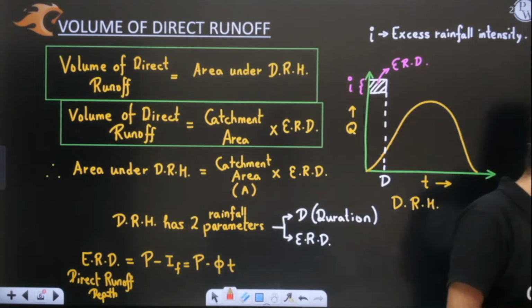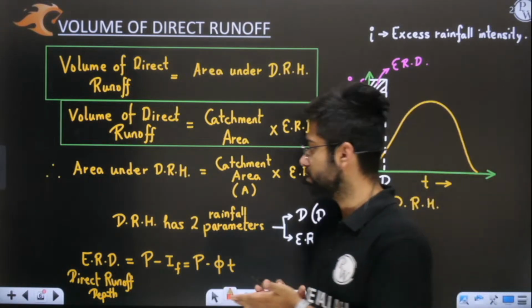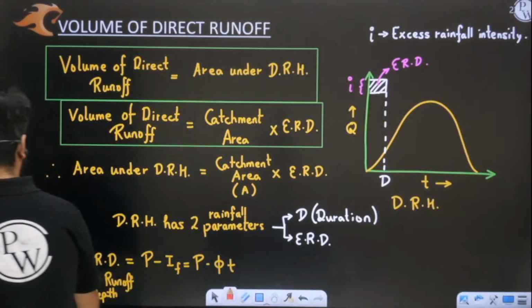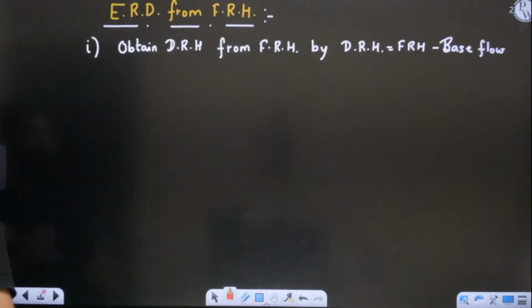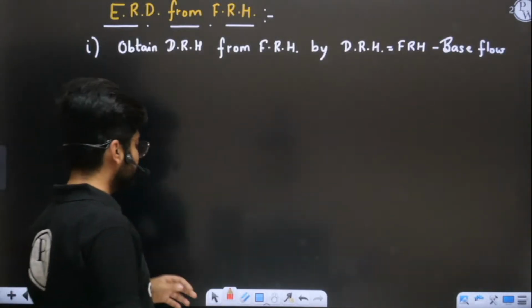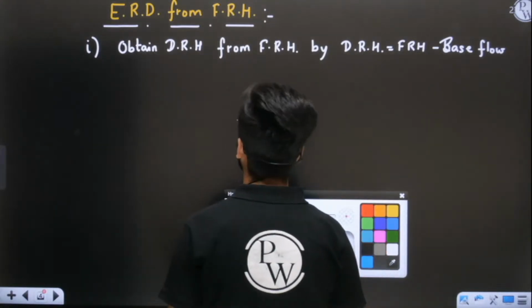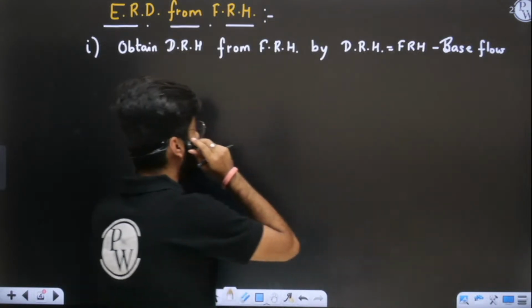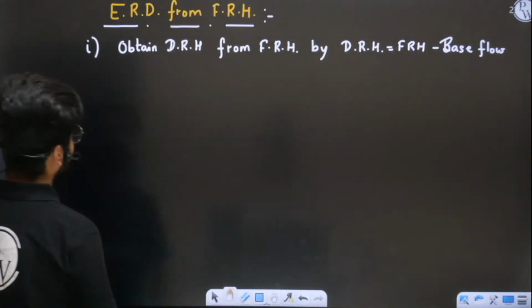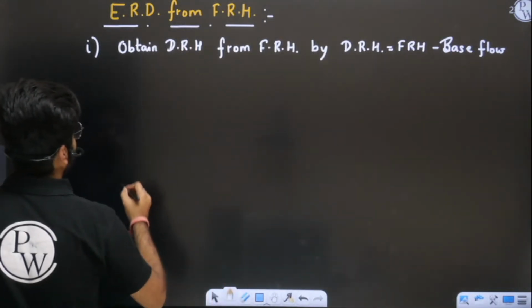Yes. Perfect. Now what do I have to do, sir? I was telling you how to obtain effective rainfall depth from the flood runoff hydrograph. From the FRH, how will you obtain the effective rainfall depth? This is what I was telling you.